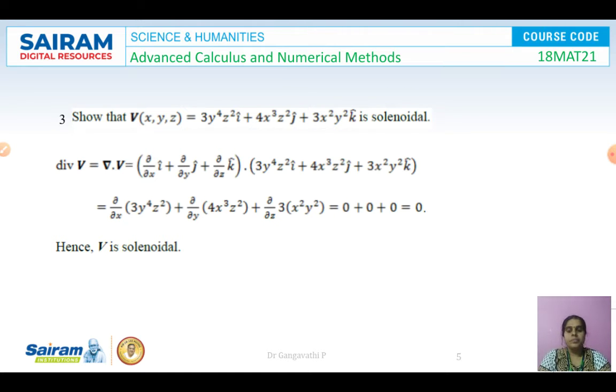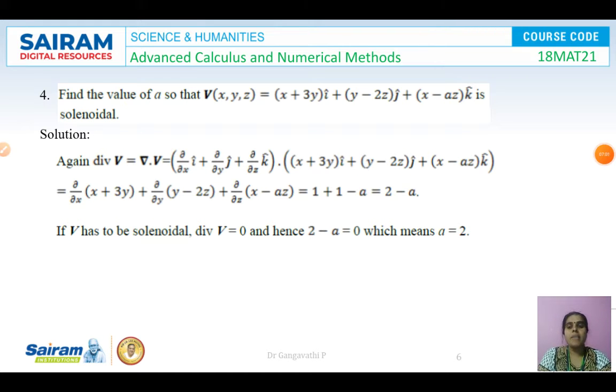So now differentiation is with respect to x. But here only y and z terms are there, there is no x term, so the differentiation of this is 0. Similarly, differentiation of this term with respect to y is also 0. Differentiation of this term with respect to z is 0. So hence we are resulting in 0. Therefore, the given vector is solenoidal.